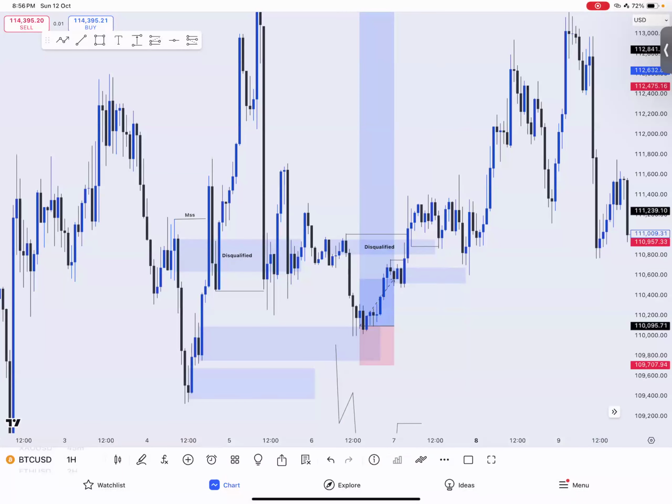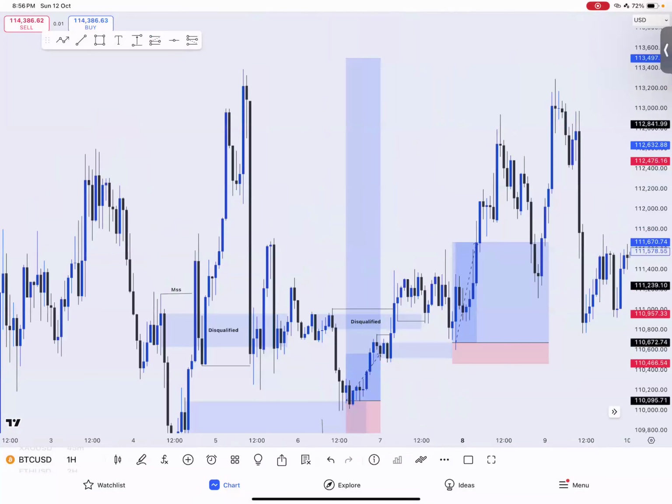And then the last rule, pick the point of interest closest to the inducement. The inducement is right here. This one is already disqualified, so we're no longer using it. The one closest to the inducement is this zone. That was why the entry was from here. Stop loss at the last candles of the OB.